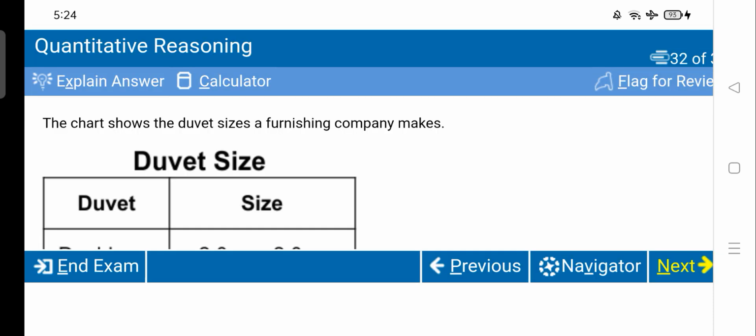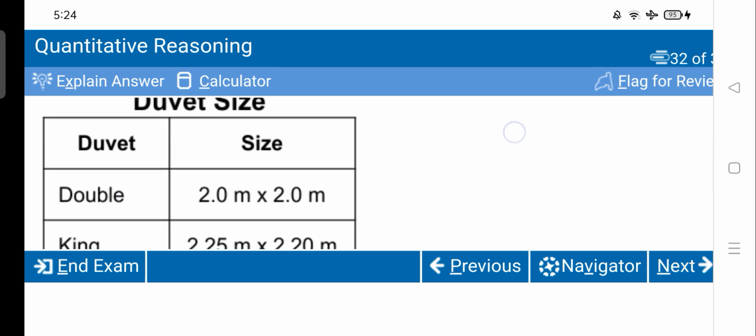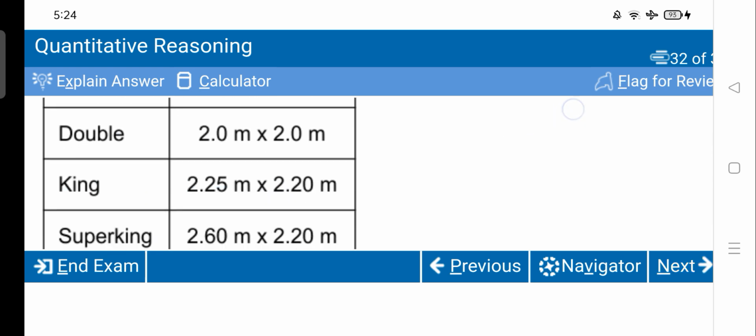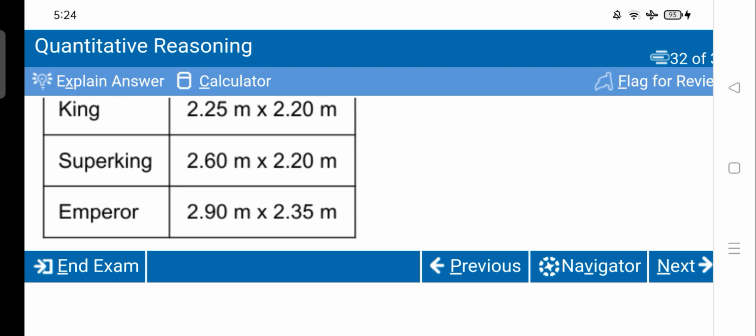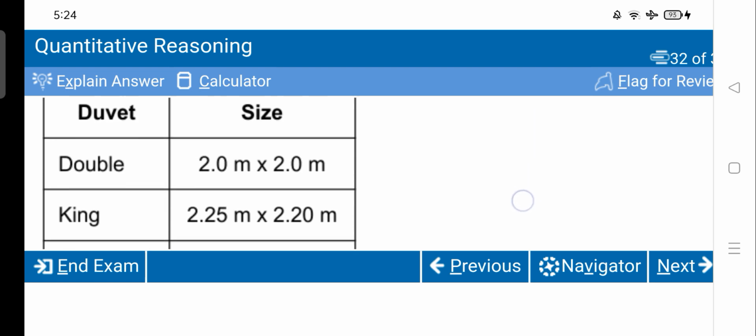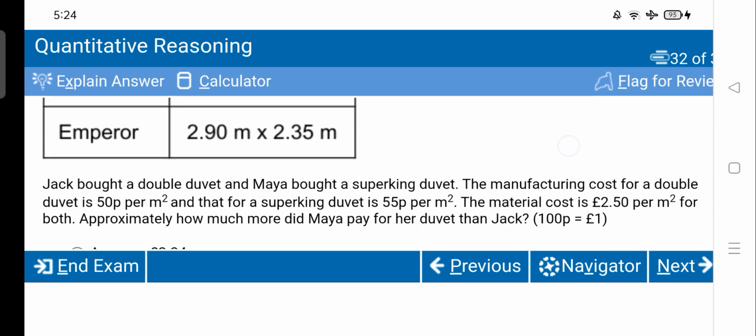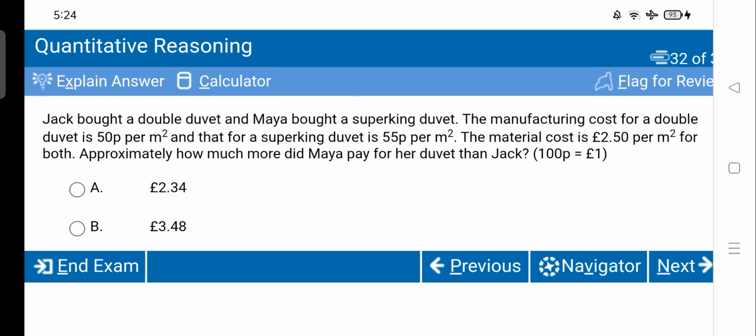Next we have a chart that shows the duvet sizes a furnishing company makes. Duvet size: first we have double, king, super king, and parrot. Then we have the sizes in meters. And the question is, Jack bought a double duvet and Amaya bought a super king duvet.